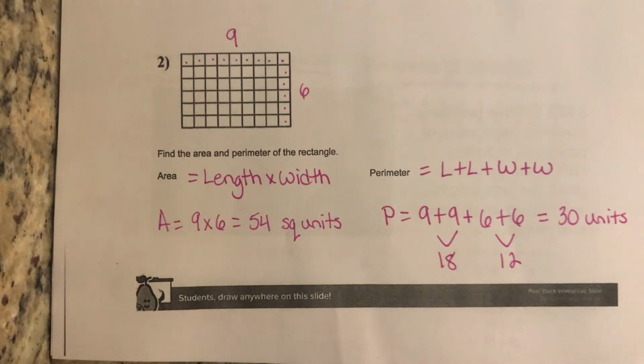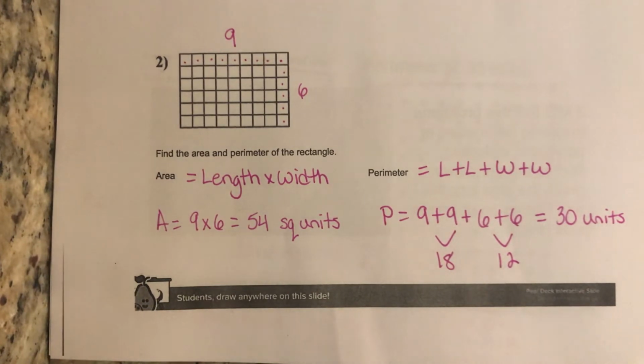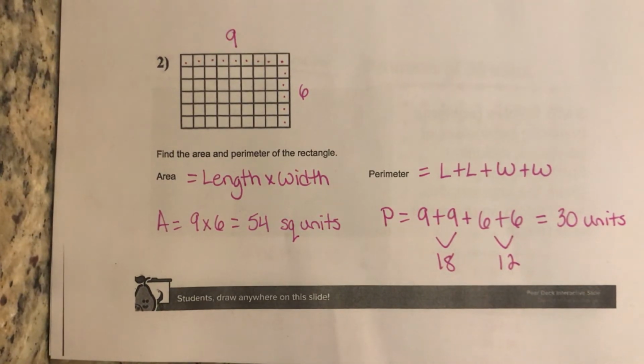This week's packet is focusing on area and perimeter. Area is where you take the length and you multiply it by the width. Perimeter is where you take your length and width and add them together, all of the sides in the shape.